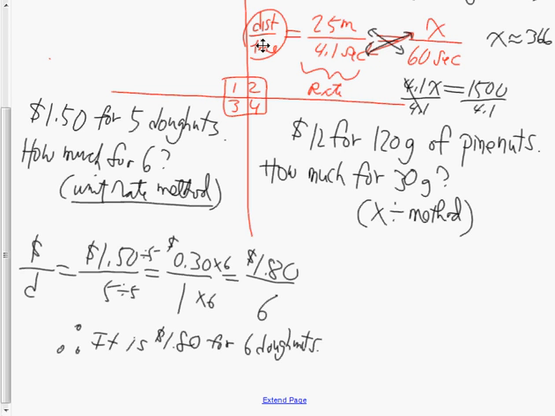Okay. And that's using what we call the unit rate method. The trick is to take your rate, break it down into a unit rate, which is where the second term is 1, and then bring it back up to the rate that you're looking for, in this case, 6.